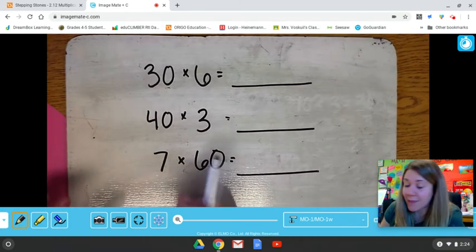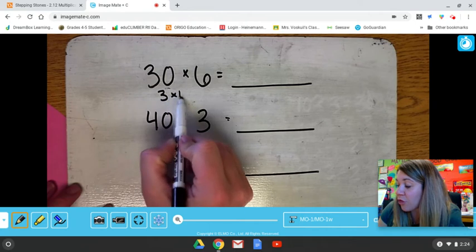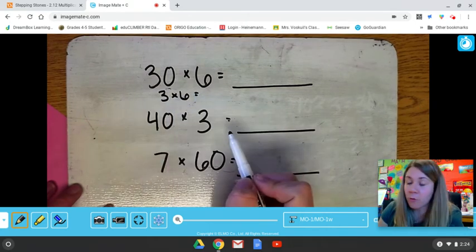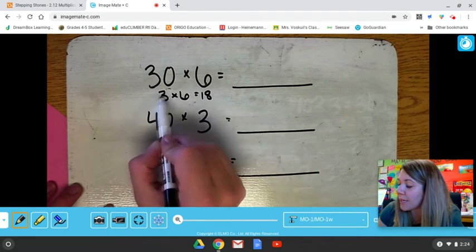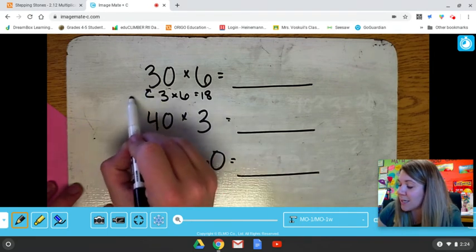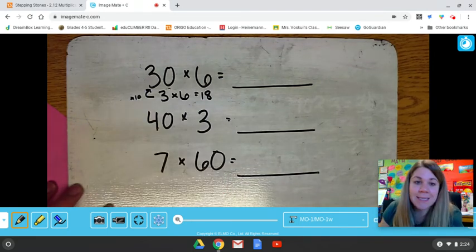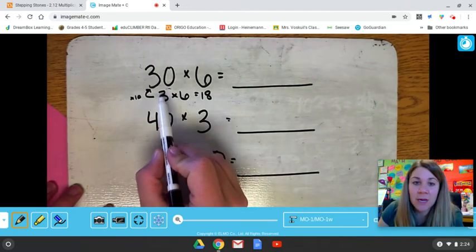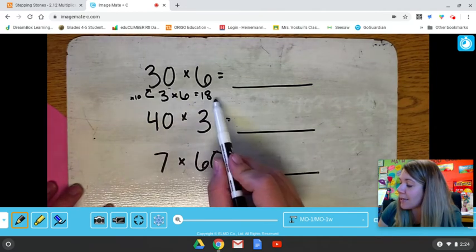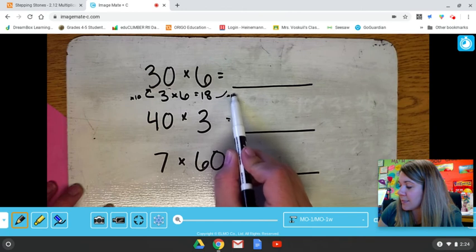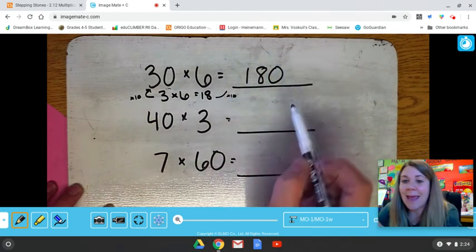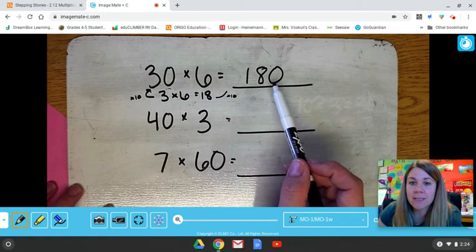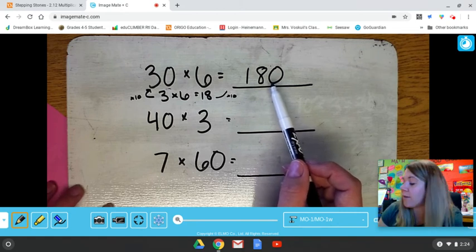Let's simplify this, and let's just think about 3 times 6. I know 3 times 6 is 18. So then 30 times 6 is just going to be 10 times as much because we went from 3 to 30. So our answer is going to be 10 times as much. So my answer will be 180. That 0 is put on to the end because it's multiplied by 10 and everything's shifted over one place value.